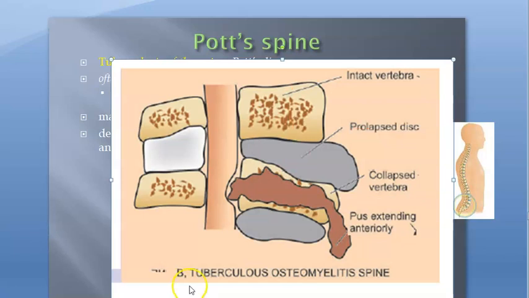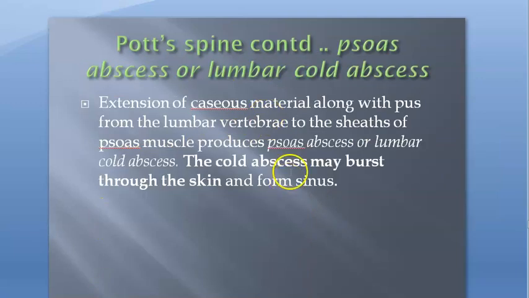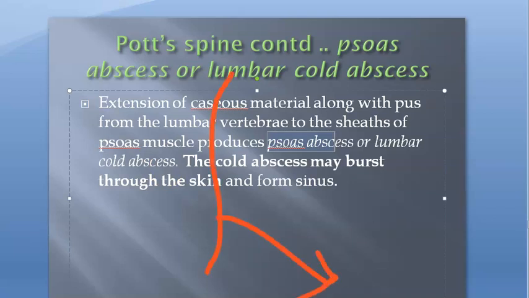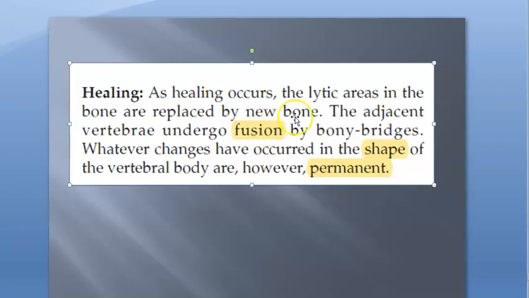This person can go into paraplegia. There can be a cold abscess here, without any obvious signs of inflammation; it won't be hot or red. There can be a cold abscess which you may have to drain. It can lead to a psoas abscess, that is, in the psoas muscle. So from here it can spread to the muscles, and the muscles can get an abscess, that is a psoas abscess. Healing can happen, but it will lead to fusion of these vertebral bodies, right?